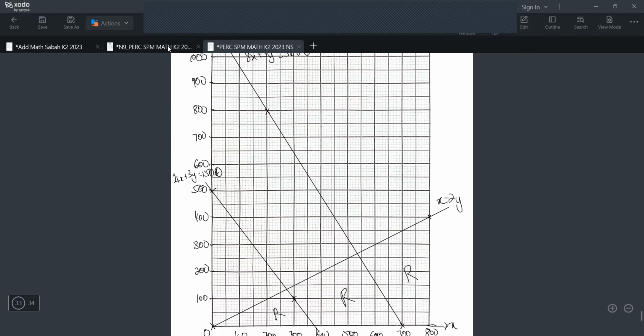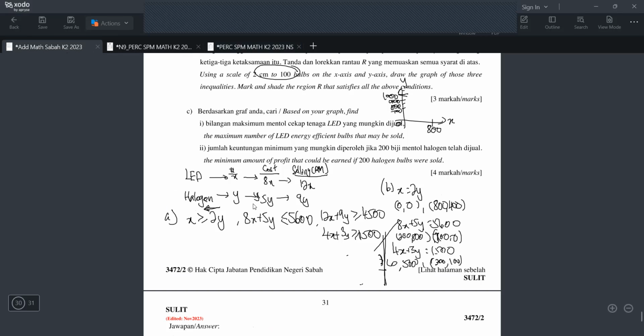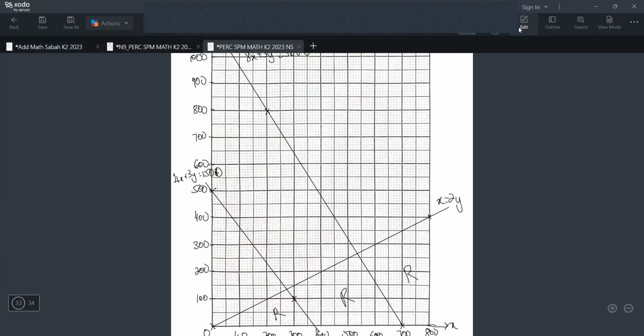And then what's next? Next is 8x plus 5y 5600. Make sure you look from y. Okay, your y is already positive. So looking from y, what symbol? Smaller, right? But which line is smaller? The 8x 5y line has to be smaller. So where is the 8x 5y line?